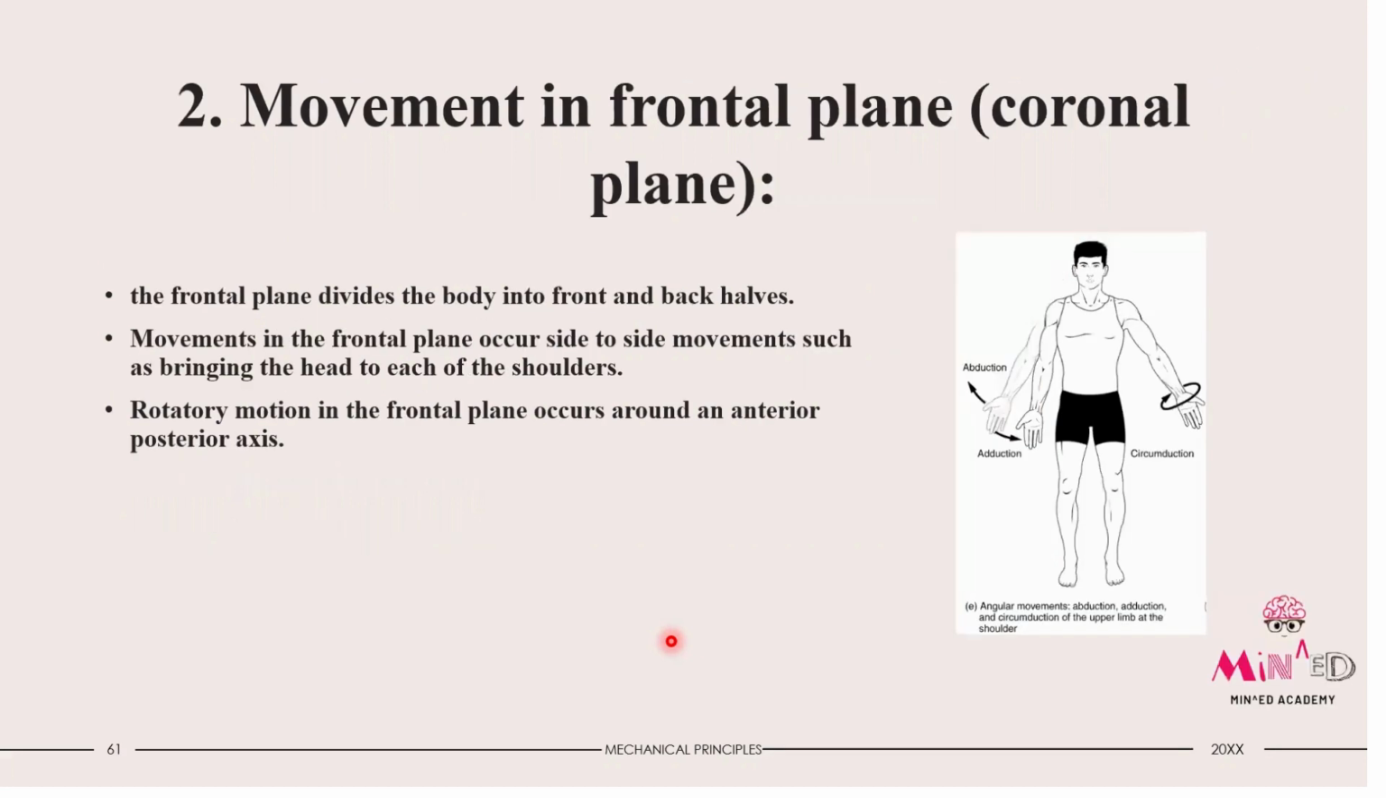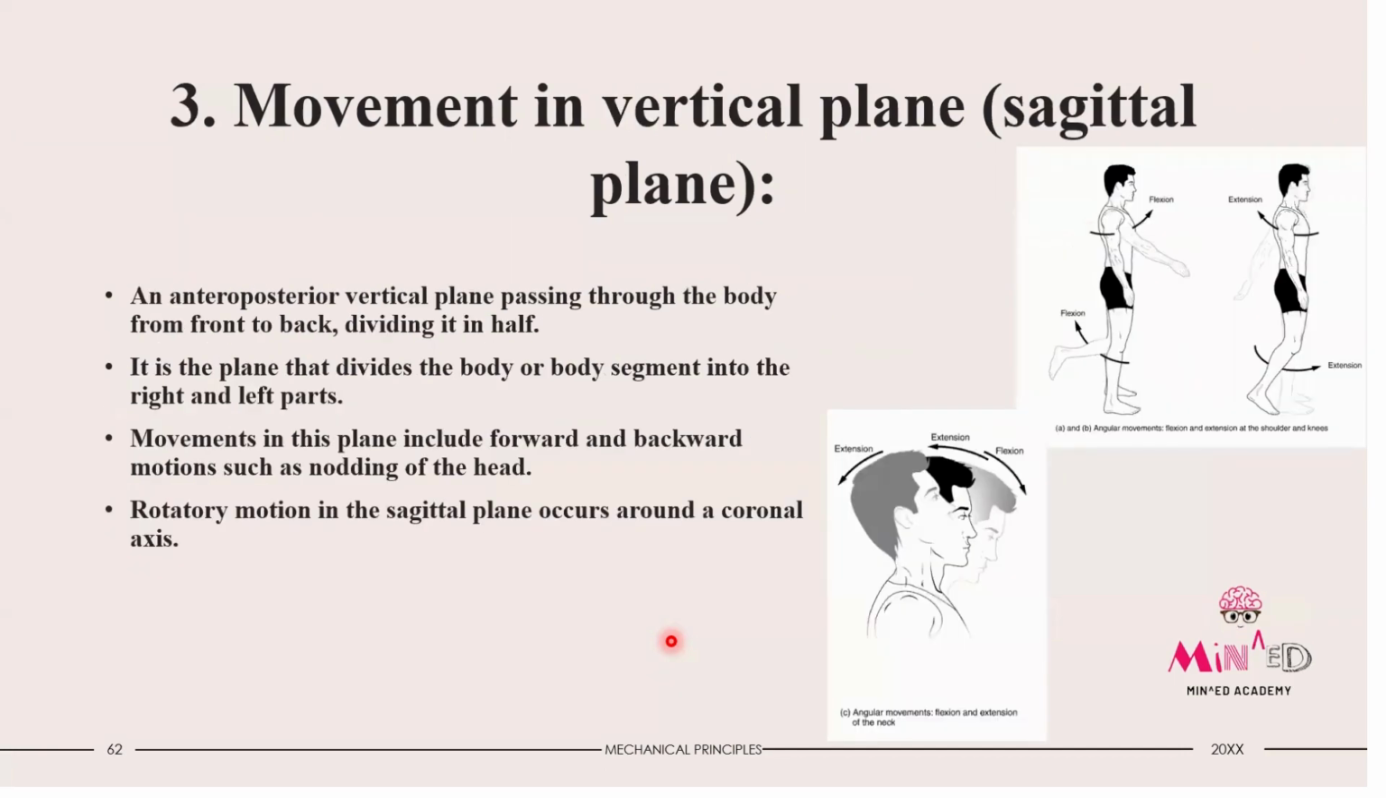Then movement in the frontal or coronal plane. As we know, the frontal plane divides the body into front and back halves. So movement in the frontal plane occurs side to side, that is abduction and adduction movement. Rotatory motion in the frontal plane occurs around the anterior posterior axis.